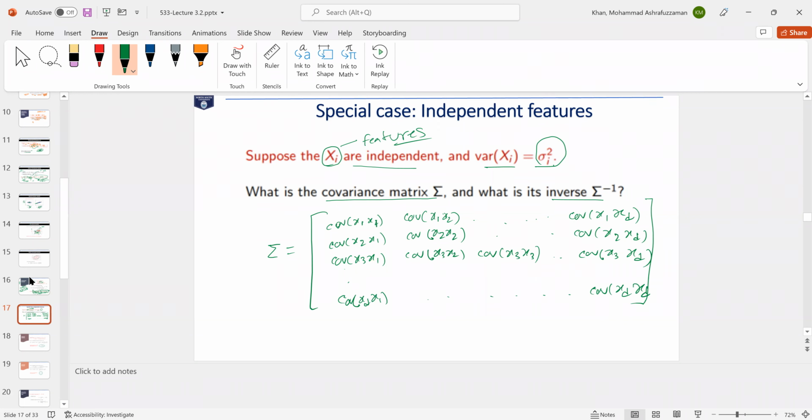So just look at it for a couple of minutes, then I'll continue the discussion. Make sure that you understand. Okay, hopefully it's clear now. Now we'll find the special case. So it's given that the xi, or the features, are independent. If they are independent, that means other than the diagonal entries, all of the off-diagonal entries will be just 0, because the features are independent.